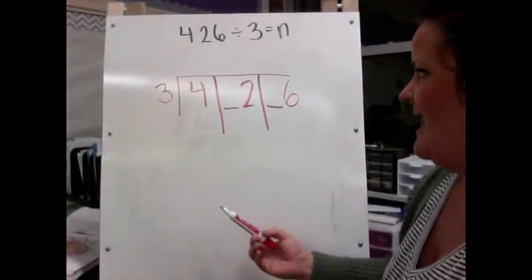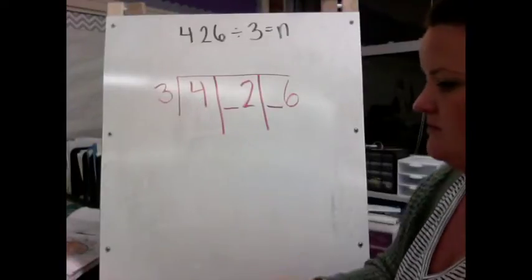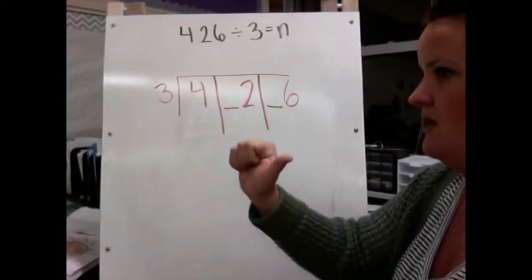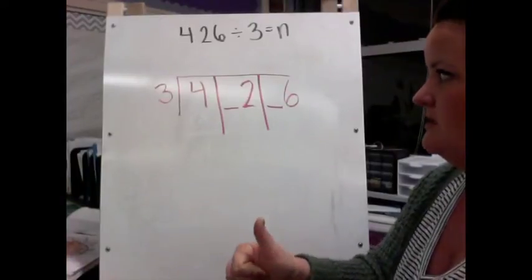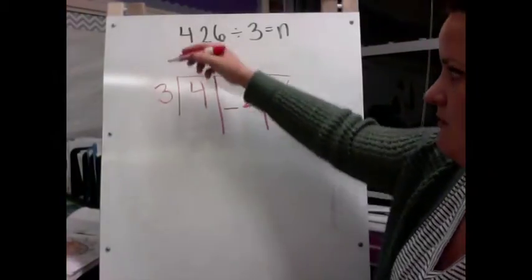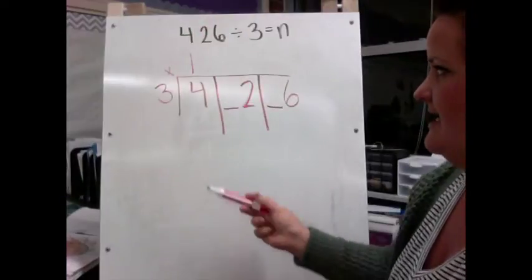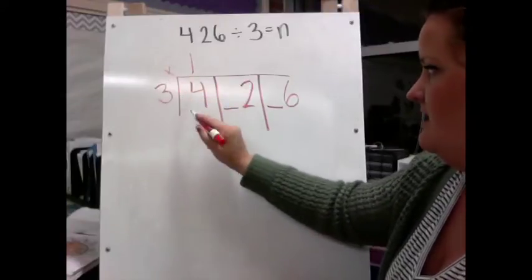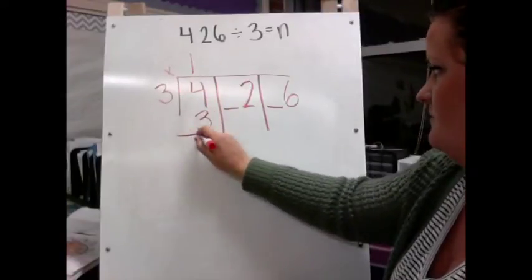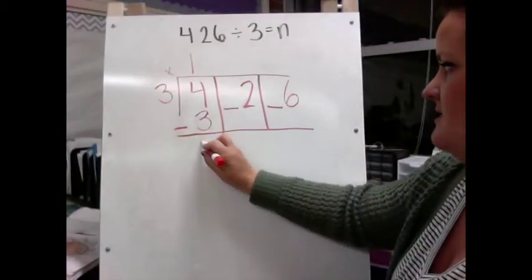So the first thing I want to ask myself is what times 3 will get me closest to 4? So what can I multiply 3 by to get me close to 4? So 3, 6, 9. Well, 3 times 1 is going to get me closest to 4 without going over, so I'm going to put times 1 on the top of the house. Then the answer to this multiplication goes in the apartment. 1 times 3 is 3. Now I subtract. 4 take away 3 is 1.